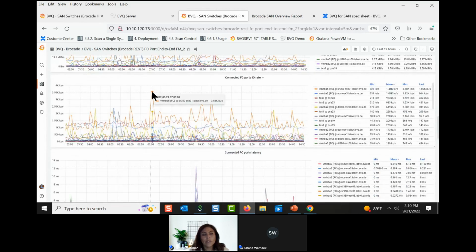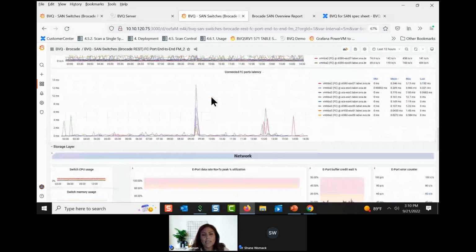So we have the two metrics, data rate and IO rate. Down here we have the latency. So we can quickly detect a peak in the response time or latency that is occurring for this specific fiber channel adapter on the ESX host, and how that load is affecting the SAN switch.